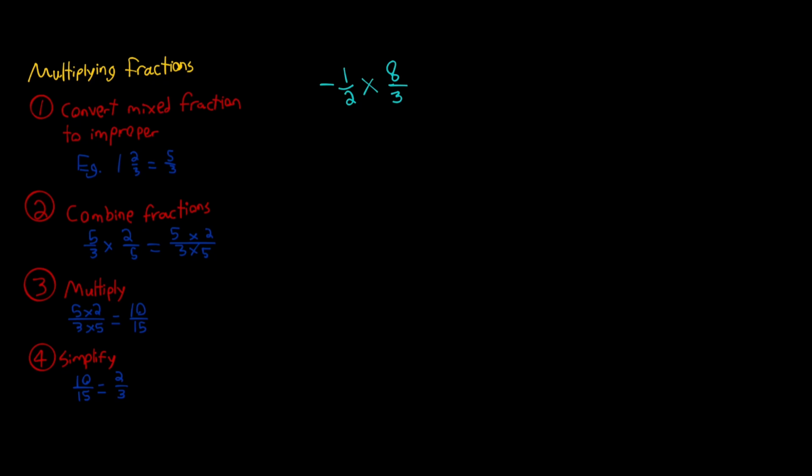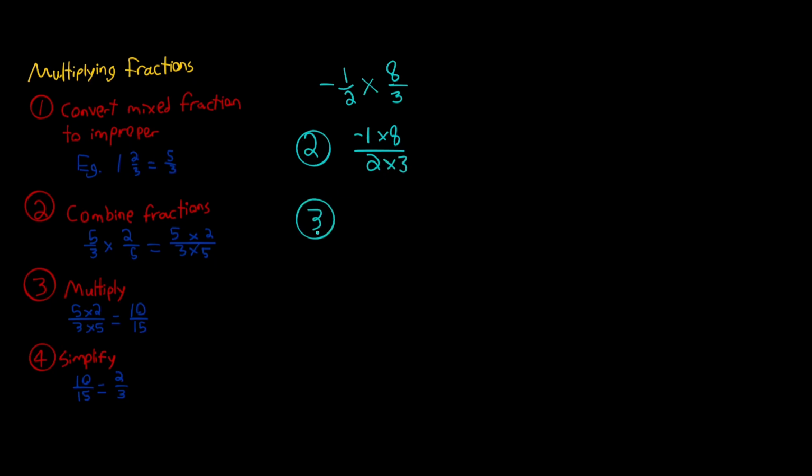All right, so for example 2, we have -1/2 times 8/3. So to start, we want to convert all mixed fractions to improper fractions. Well, here you can see -1/2 and 8/3 are already improper fractions, so we don't have to worry about that. Now we want to combine the fractions. So I can put that negative up top, which is going to give me -1 times 8 divided by 2 times 3.